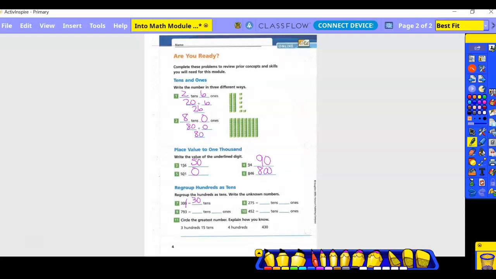Okay. Number 8. So they went tens, but this actually goes clear into hundreds. So can I just forget about the 2? No, I have to keep it with the 7. So it's what? 27 tens. And how many ones do I have? What number do I have left? 5. Okay.